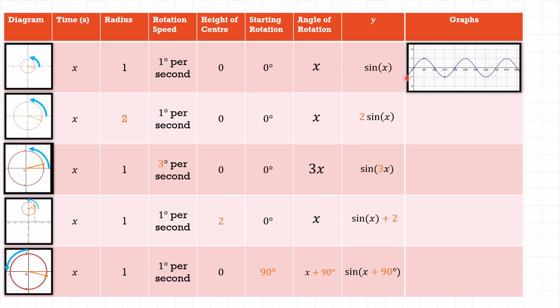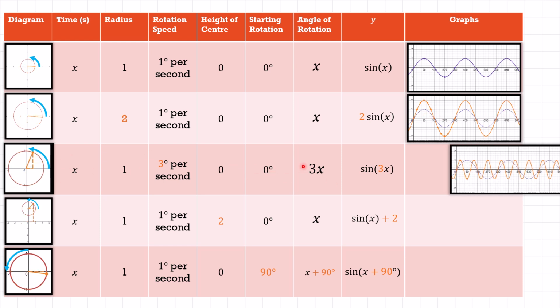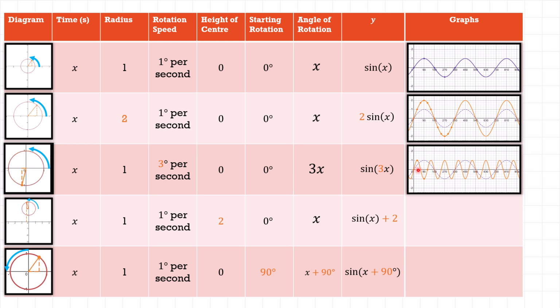So this would be just the graph of sine x. But when the radius gets bigger, we notice that the amplitude is affected by that. The graph gets vertically stretched. When we increase the rotation speed, we decrease the size of the period. So it actually rotates much faster, so it can complete one cycle in even less time.